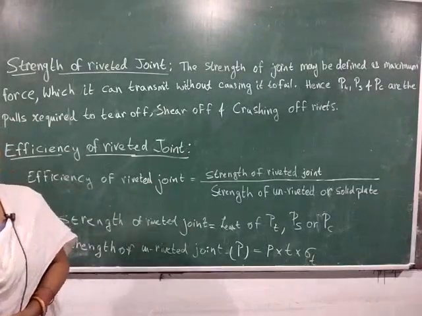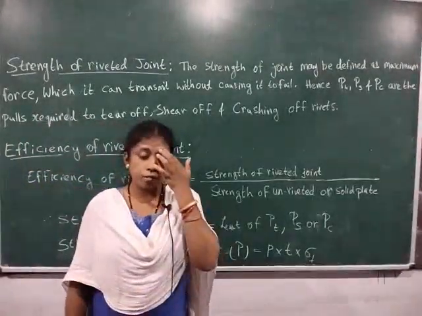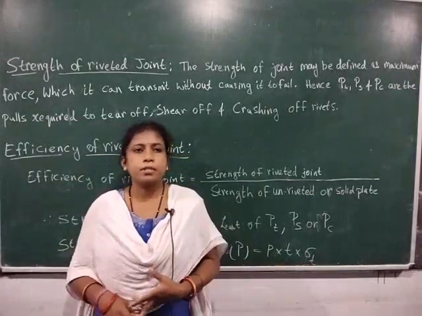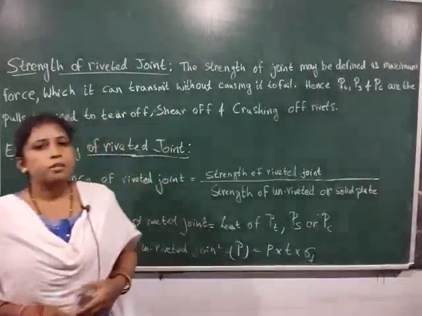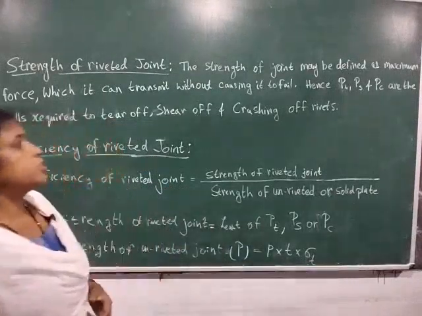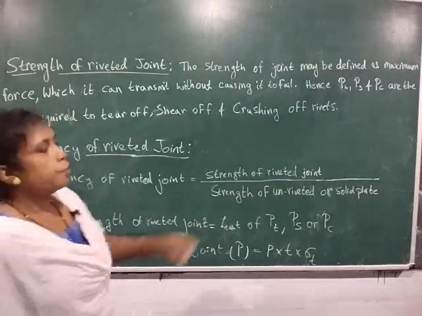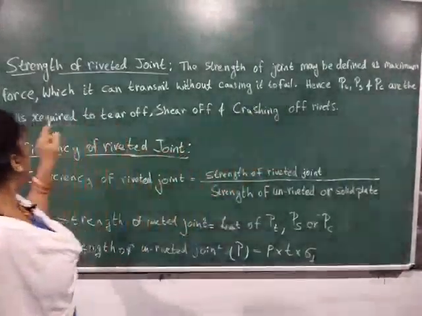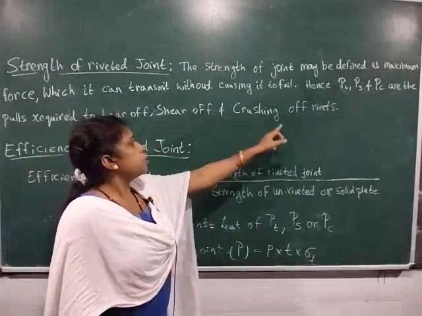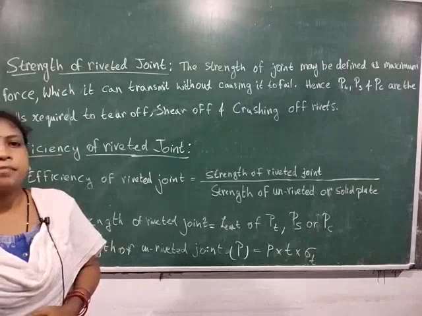Good morning students. Today we are going to learn strength and efficiency of riveted joint and design of riveted joint for a pressure vessel. So what do you mean by strength of a riveted joint? Strength of a riveted joint may be defined as the maximum force which it can transmit without causing it to fail. Hence PT, PS and PC are the pulls required to tear off, shear off and crush the rivet.